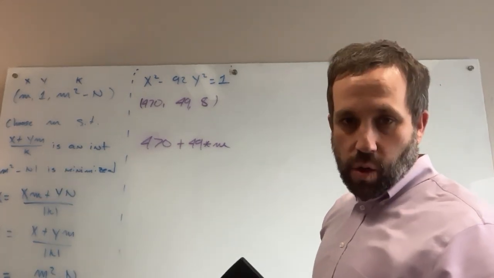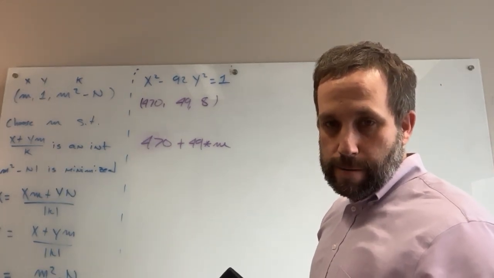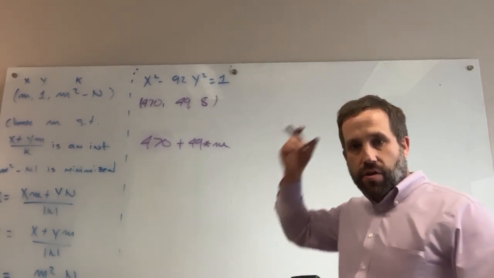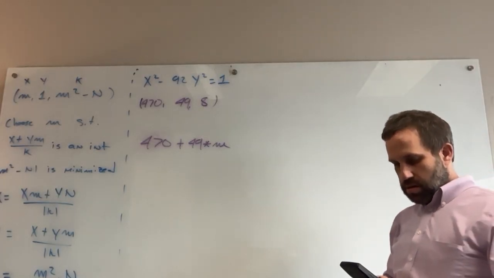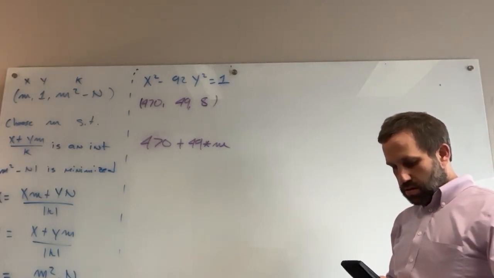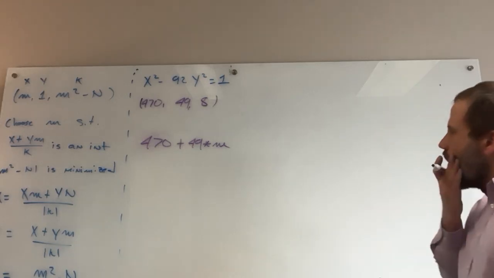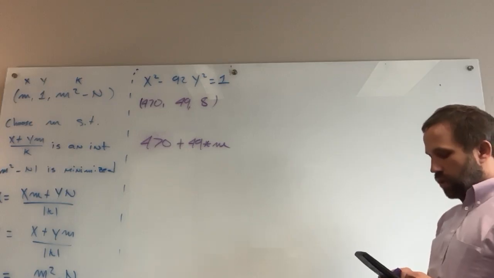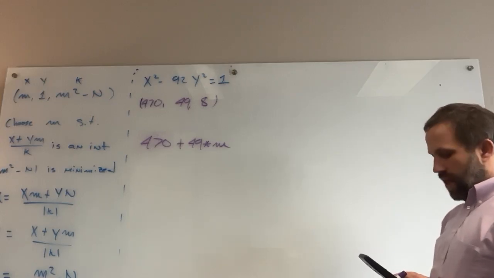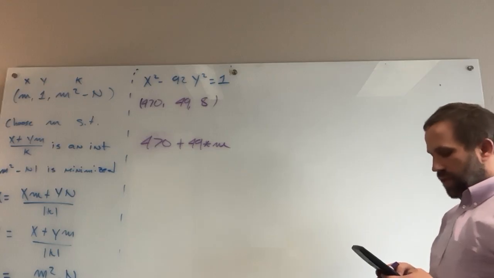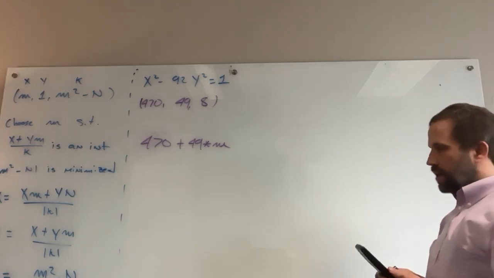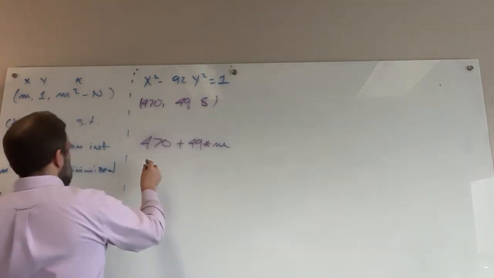Hold on, I want to check this to make sure that I have not done anything wrong. Okay. So I do 470 plus 49 is 519. That is not divisible by 8. If I do 470 plus 49 times 2, that is equal to 568. So m equal to 2 will work.